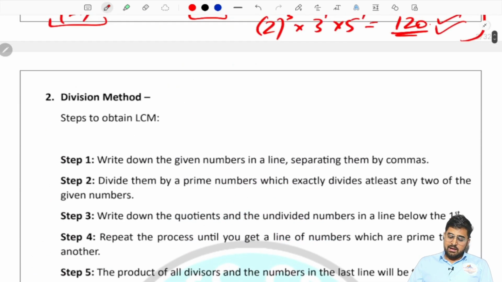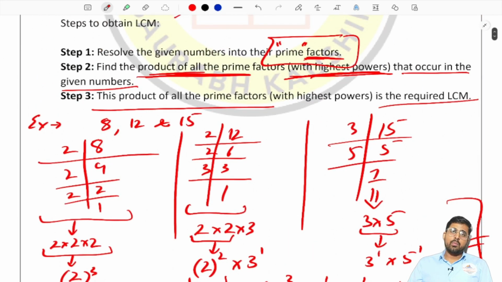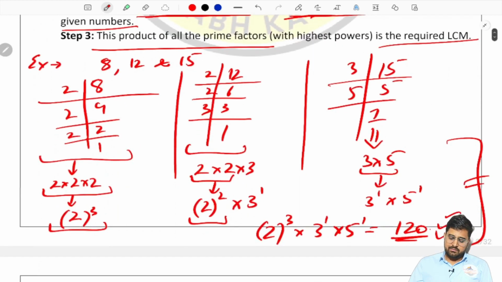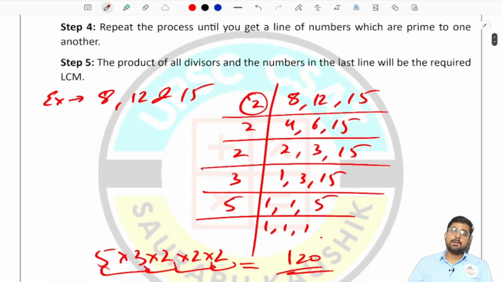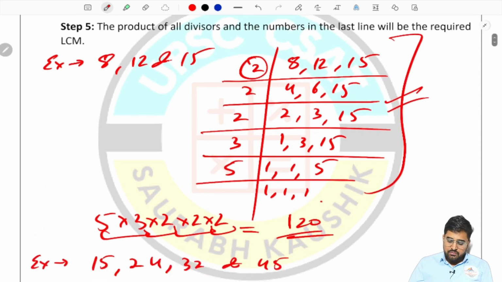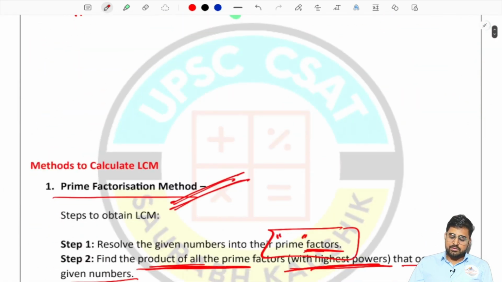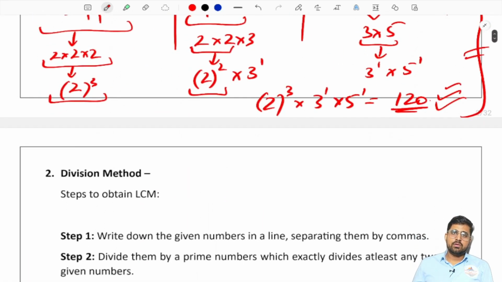Both the methods have their unique properties. In coming questions, you will find that the prime factorization method plays a very vital role, whereas to find LCM only, you can take this method, which is faster. So both the methods have their own significance.